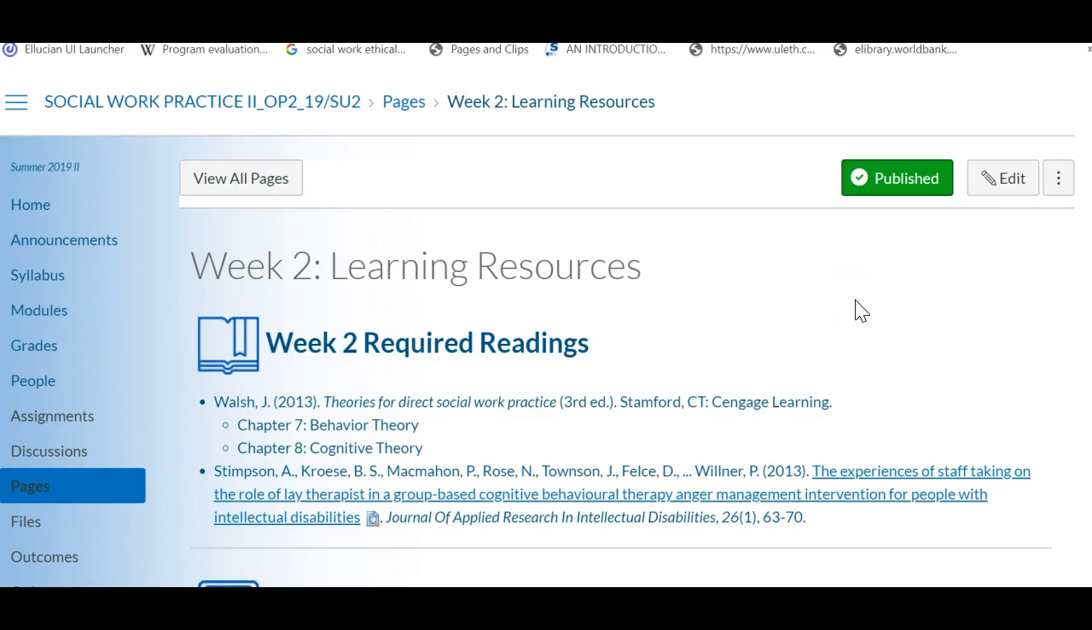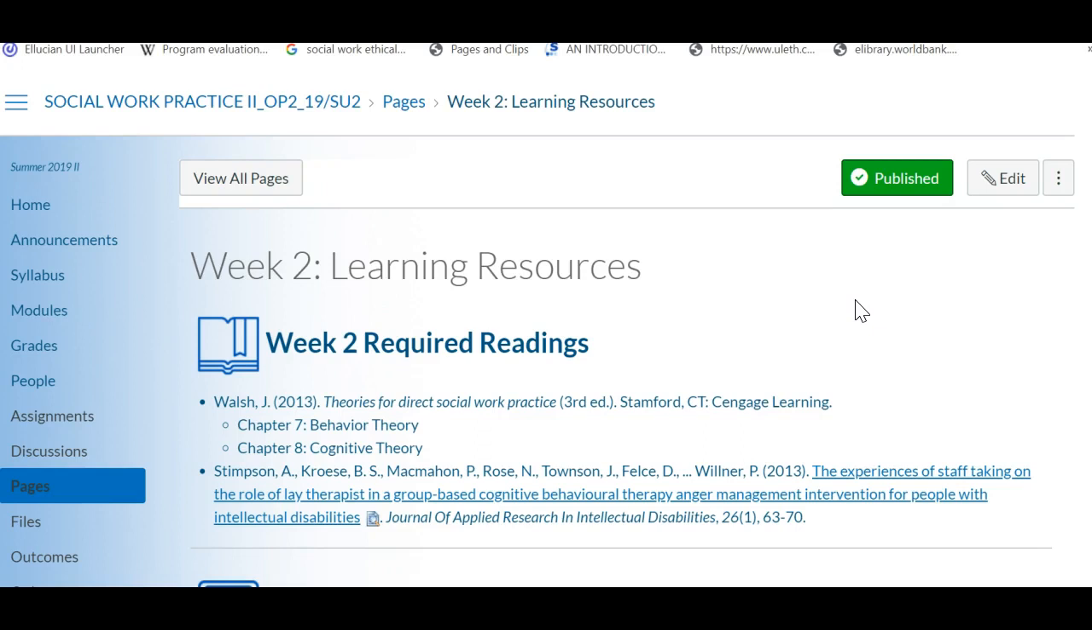So please take some time to really dig deep in terms of understanding behavior theory and cognitive theory and how Walsh lays out the theories in terms of their assumptions. Now, when I talk about assumptions, I'm talking about understanding of human nature, understanding of problems that human beings experience, as well as how human beings change. So the first thing is assumptions.